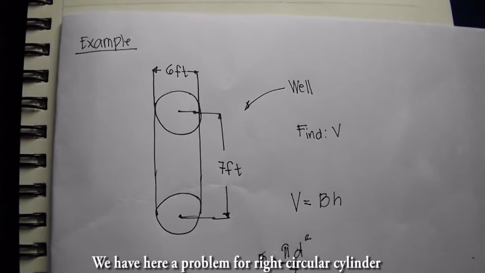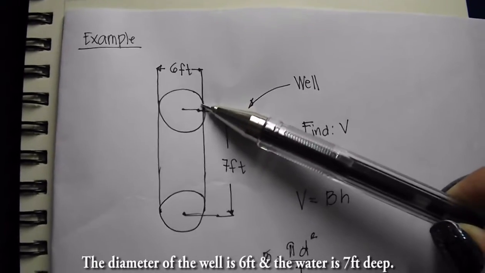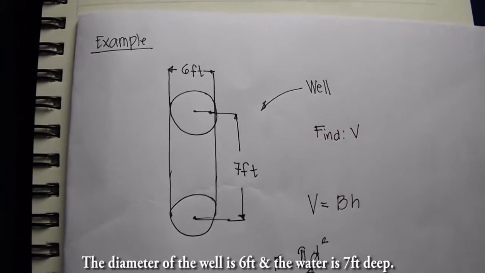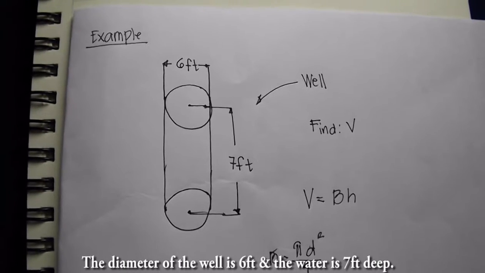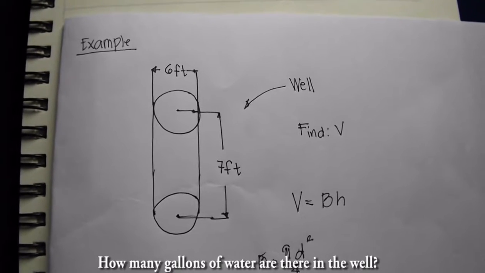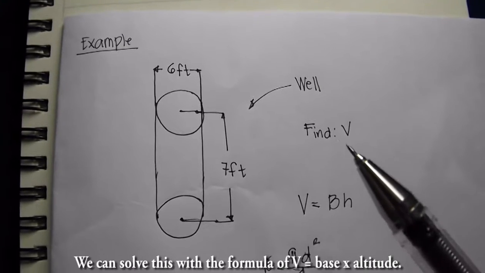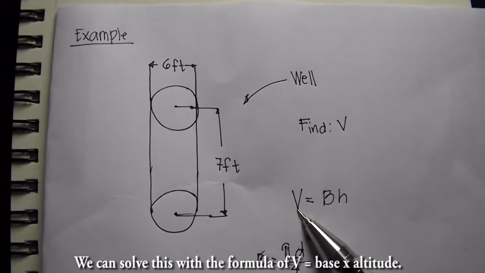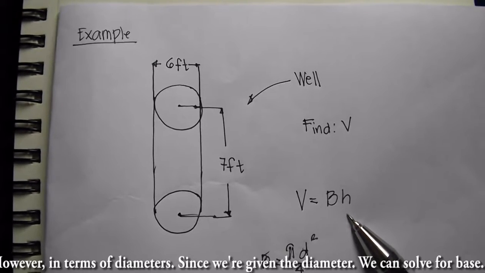We have here a problem for the right circular cylinder. The diameter of a well is 6 feet and the water is 7 feet deep. How many gallons of water are there in the well? We can solve this with the formula of volume equals base times the altitude.